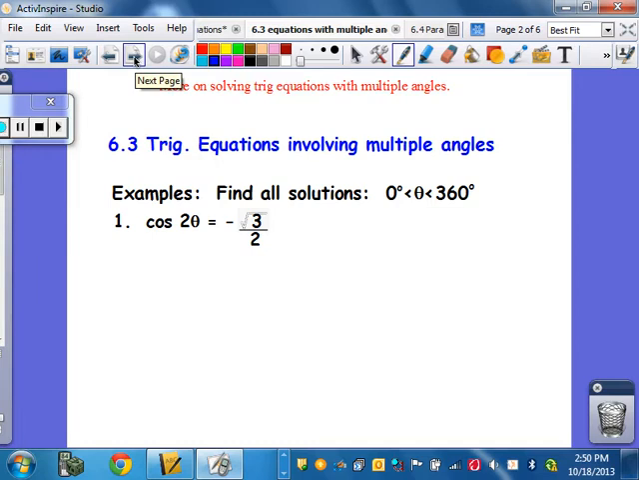But 6.3 is we're going to solve multiple angle equations. So this is where you're going to see double angles and triple angles and a whole bunch of stuff in there. What you're going to notice, though, is it's not much different than what we've done before. It's just a little twist at the end.